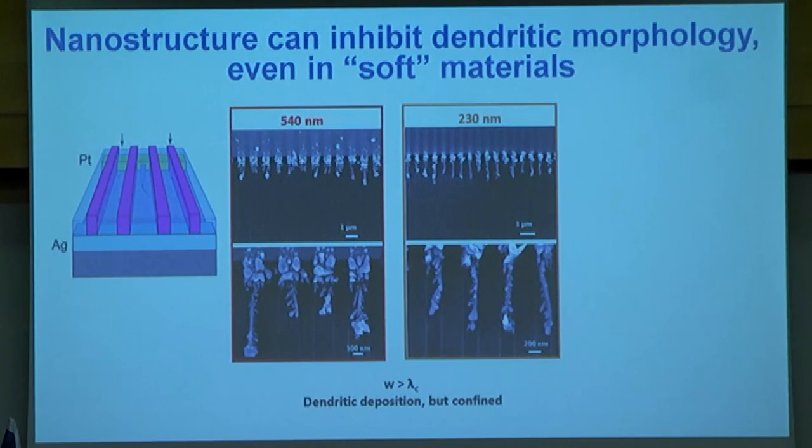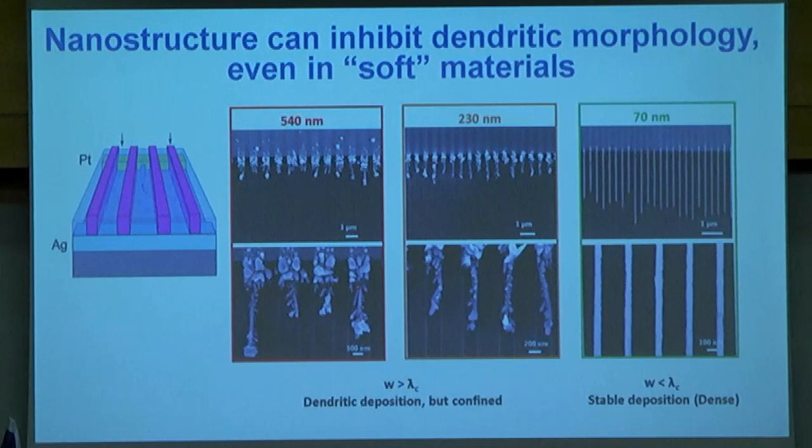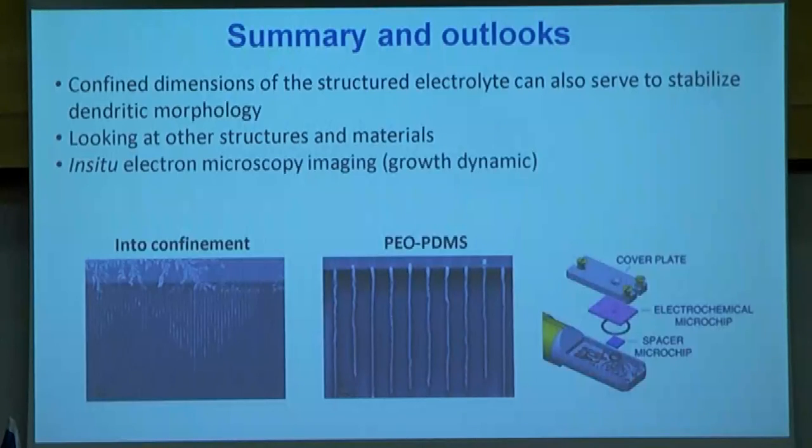Again, they're confined, maybe you see fewer secondary branches. But what was very nice to see is that when we went to under lambda critical, we get those dense metals. So this is controlled growth, and we don't have any splitting, any high aspect ratio dendrites, and really you get just a dense line of metal. There are ways now to use it to avoid the dendritic growth, but what was also important to show is that even if you make the smallest pore, it doesn't matter. The metal will penetrate.